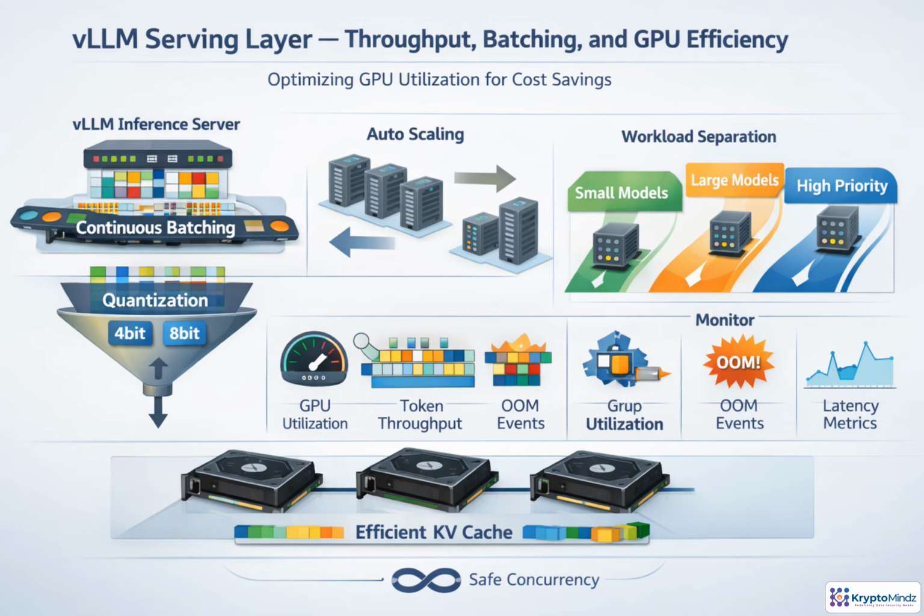Self-hosting only saves money when GPUs stay busy without becoming unstable. vLLM helps by continuously batching requests and managing the KV cache efficiently, so more tokens move through the same hardware. Quantization can improve efficiency further, but only where quality remains acceptable. The key mental model is workload isolation. Small models, large models, premium tenants, experiments, and latency-sensitive traffic should not all compete in one pool. Autoscale from real operating signals: GPU utilization, queue depth, tokens per second, out-of-memory events, and P95 or P99 latency. Efficiency comes from controlled saturation, not simply adding GPUs.